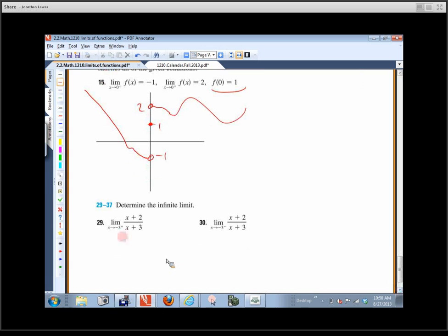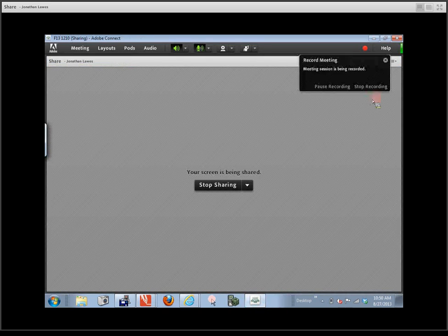Okay. Could you do these? The stuff we just got done doing is way harder than that. Okay? This is a simple factor on the top and the bottom. Okay? Just ask you to figure those out. What would be the limit in each of those cases? Okay? Any questions? Okay.